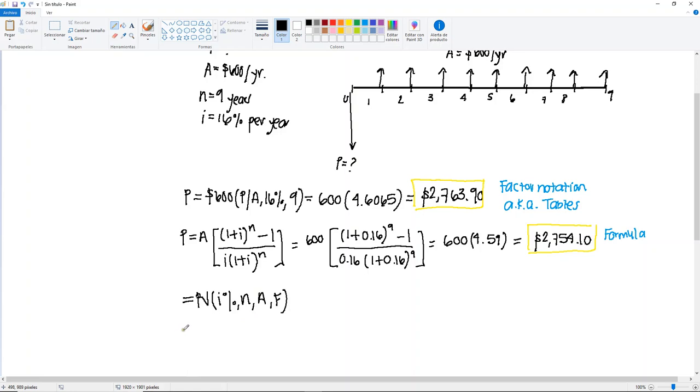So the way you're going to type this in Excel, it's going to be equal PV. You're going to type in the 16%, 9, A, which is 600. We do not have an F in this problem, so we can just go ahead and close the parentheses. Because remember, if you are missing one of the parameters at the end, you can just close the parentheses. If we were missing one of the parameters in between, let's say the A, for example, you have to put the comma and then the next parameter. But in this case, it's the F, so we can just go ahead and close it.